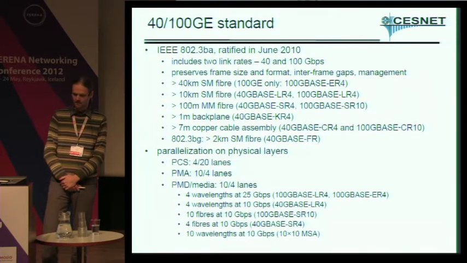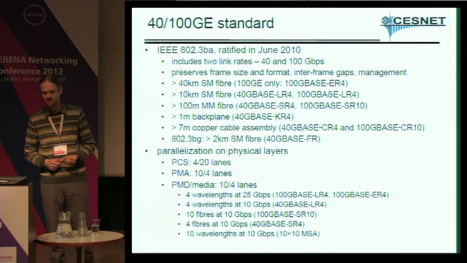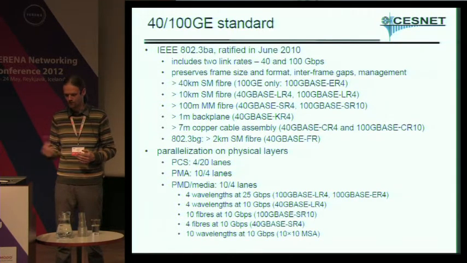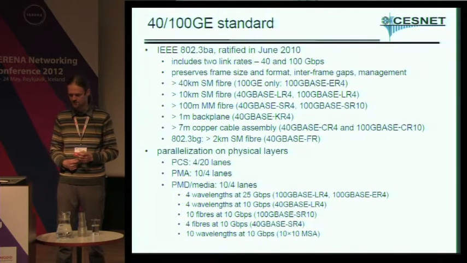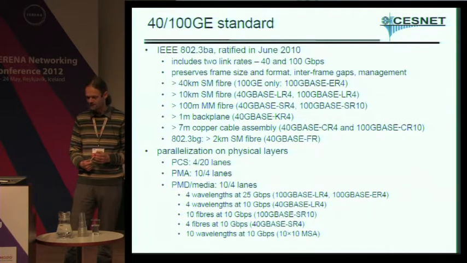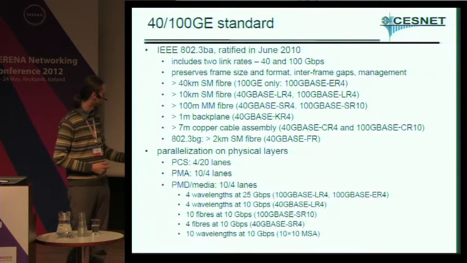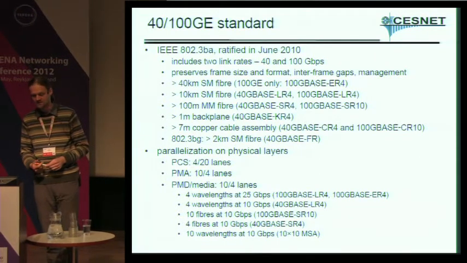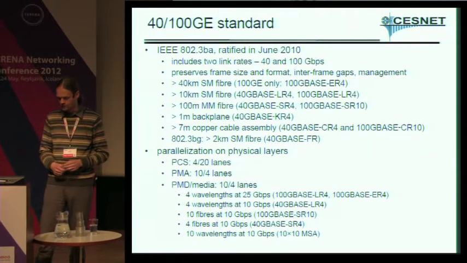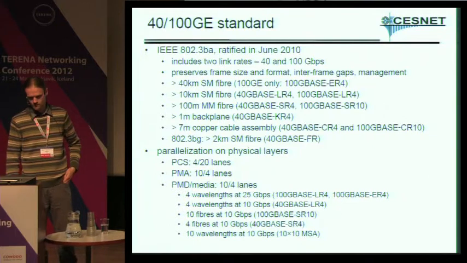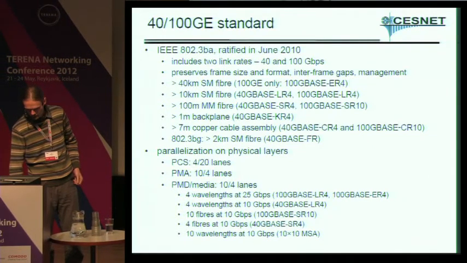Like I've mentioned, there's parallelization on the physical layers, starting with the lowest layers, which are PMD and PMA. These layers have 10 or 4 lanes. We can see some flavors of that. And at the upper layers, namely the PCS, there are 4 or 20 lanes. I will explain how and why we got to the number 20.